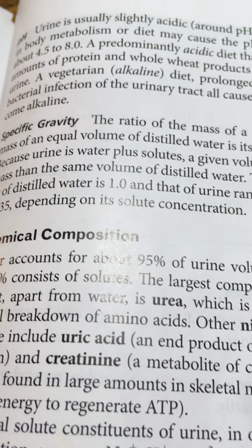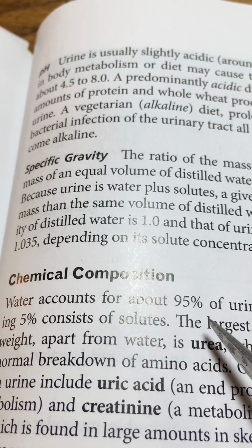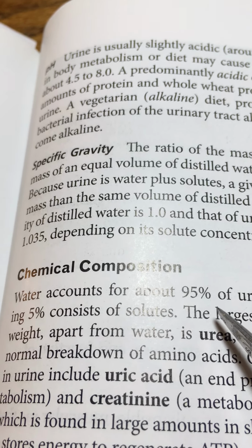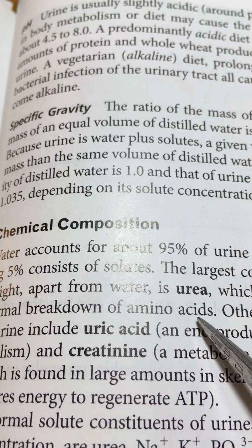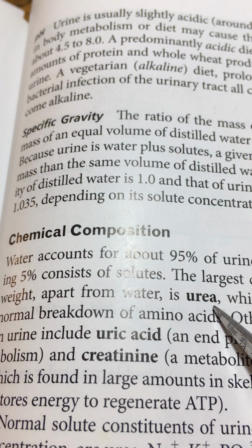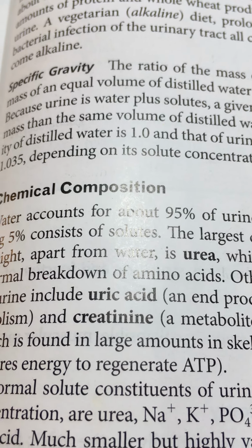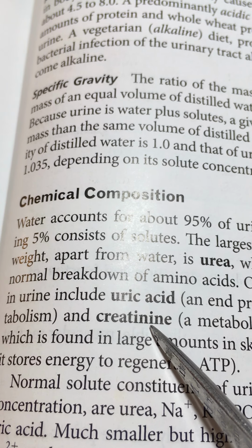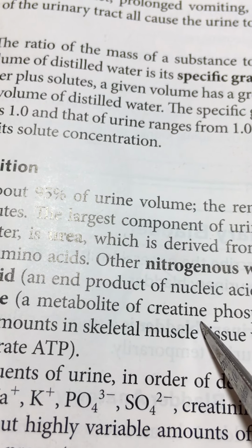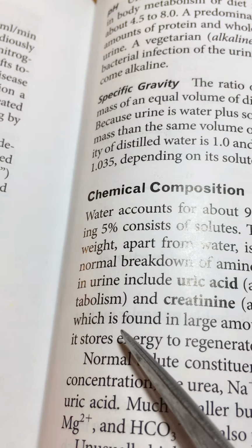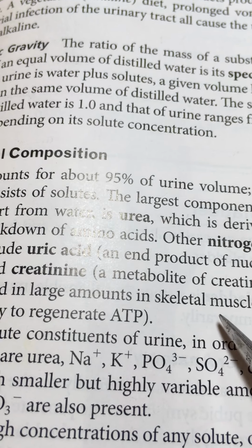Chemical composition is that we're getting rid of things that are not needed. In some cases we have excess volume, so we have water. And then we have other things. When we metabolize protein, we have to get rid of the amino group. We end up with urea or uric acid. Other aspects would be creatinine. It's a metabolite of creatine phosphate found in skeletal muscle.